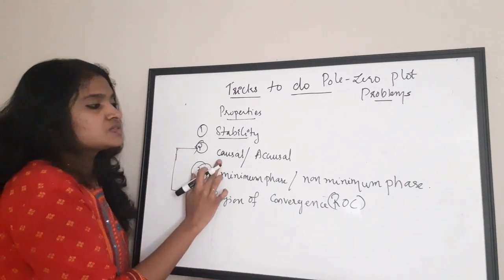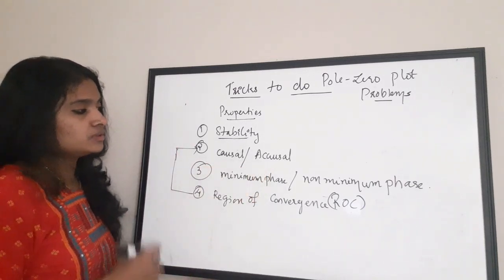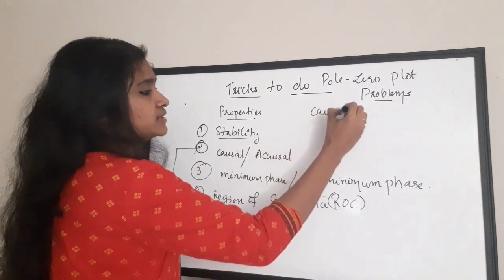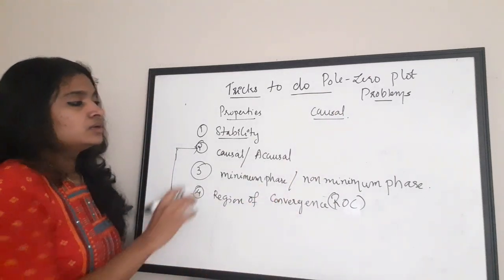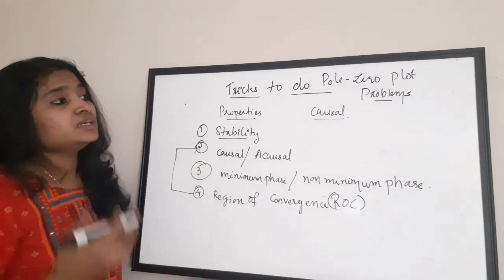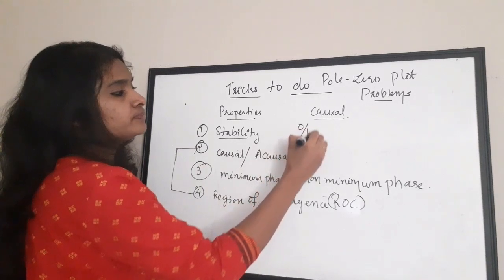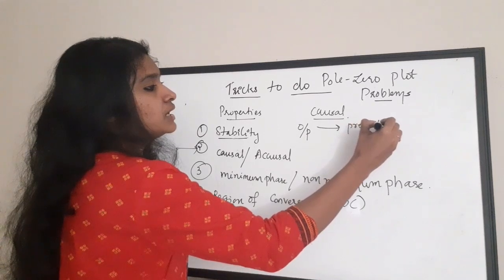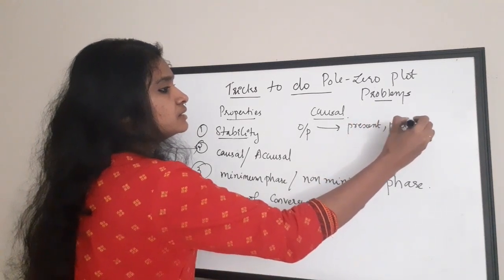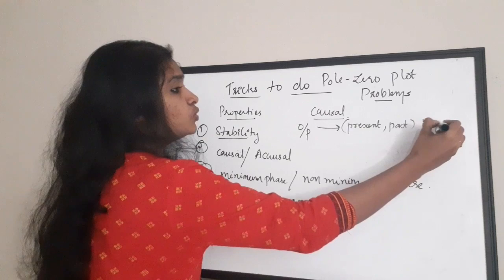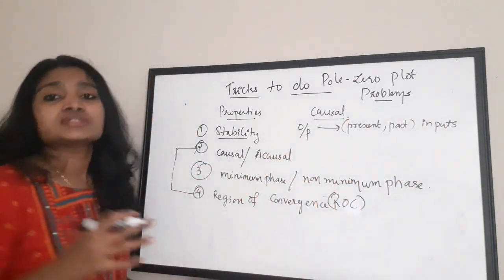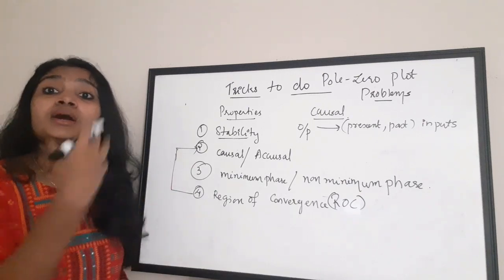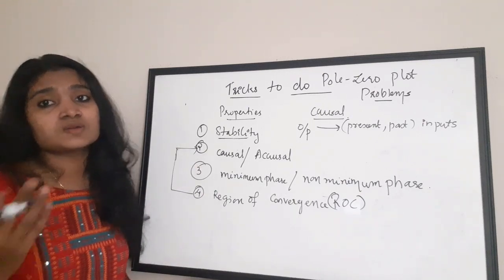Now, what is causal? What is a causal system? Okay, so a system is said to be causal. I'm just telling all the important points. Then, the causality property means if the system's output depends on present and past inputs only, then it is called a causal system. That is, the output is depending only on the present input and the past inputs. Such a system is called a causal system.